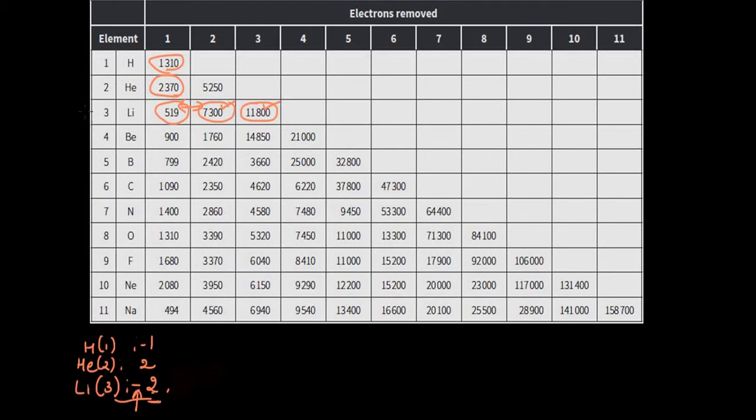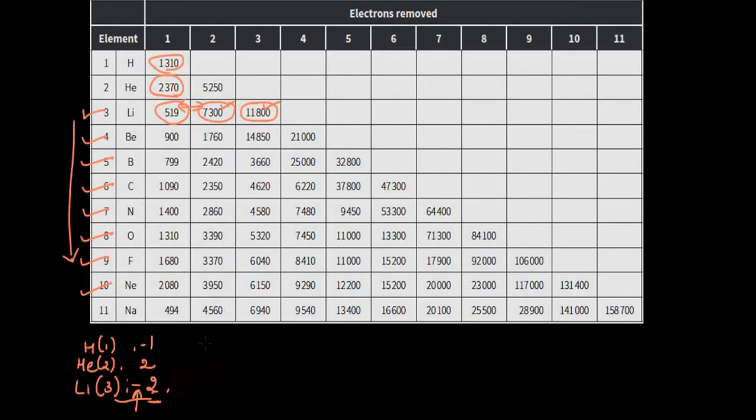Now comparing the first ionization energy of lithium, beryllium, boron, carbon, nitrogen, oxygen, fluorine and neon, we can observe that there is a general increase going along the period, because these elements lie in the same period. There is a general increase in the first ionization energy of these elements, with only 2 exceptions here.